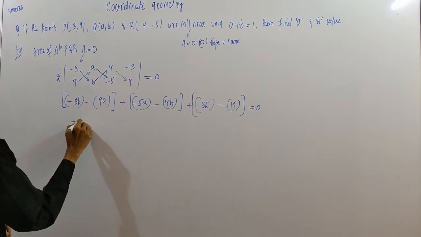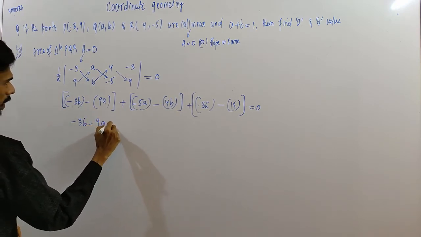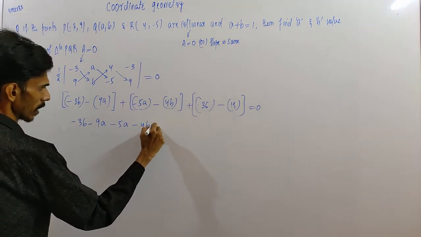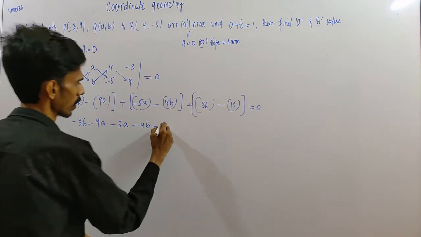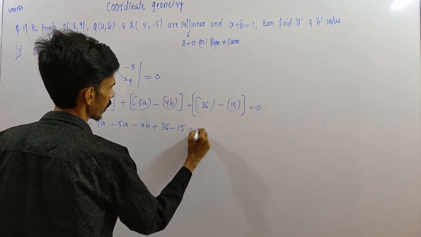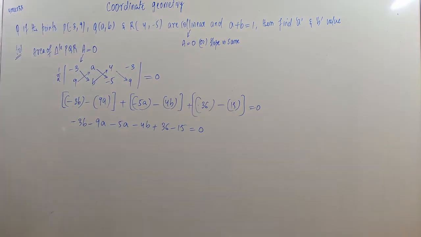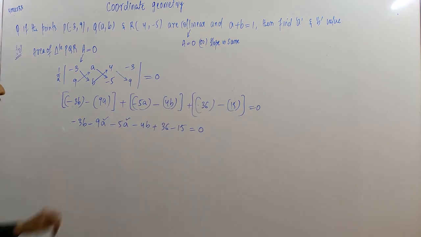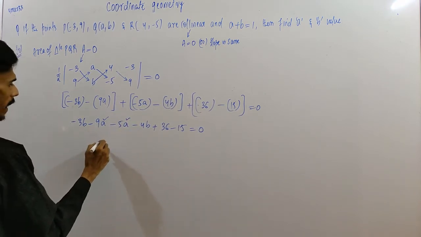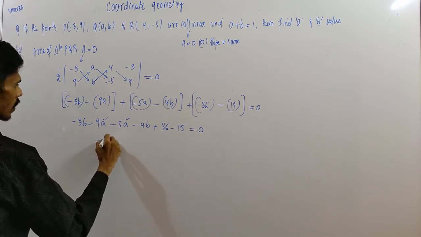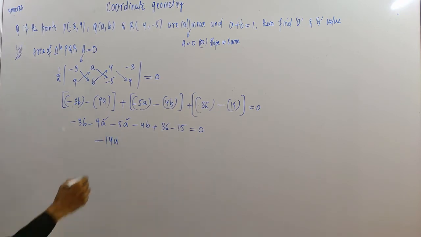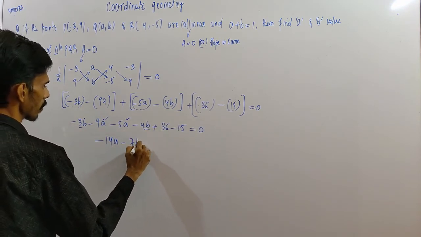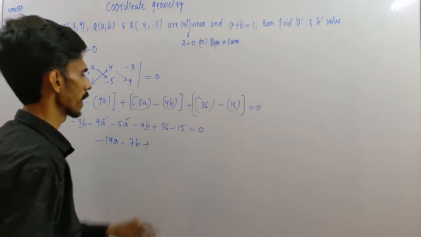Now minus 3b minus 9a, plus into minus we have 5a, plus into minus we have 4b plus 36 minus 15 equal to 0. We have a terms. How many a terms? Here we have a, here we have a. 9 plus 5, both are negative, so add it. Negative 14a. Here we have b terms: 3 plus 4 we have 7b, plus 36 minus 15.